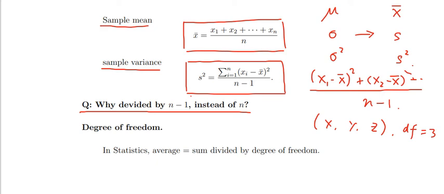But if these three numbers have some relationship, some condition or restriction, suppose that x plus y plus z should equal 1 or equal 0. Let's say we put it equal to 0.